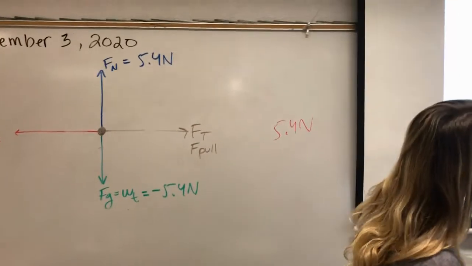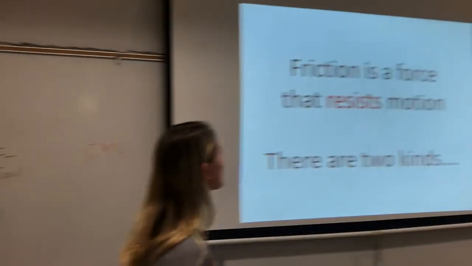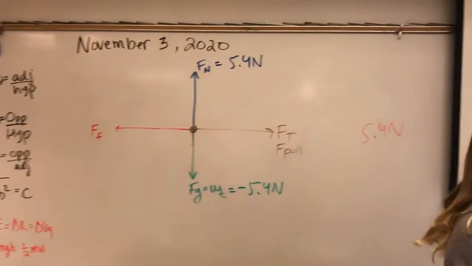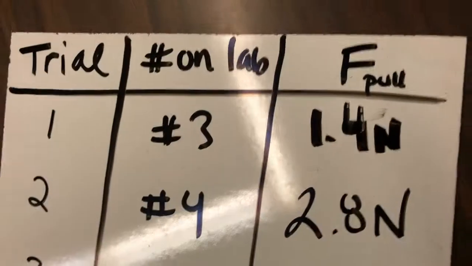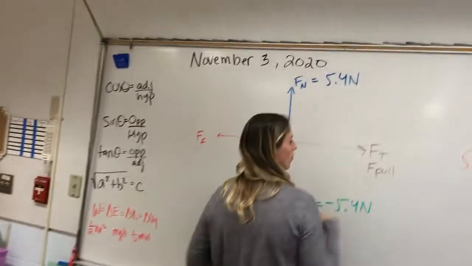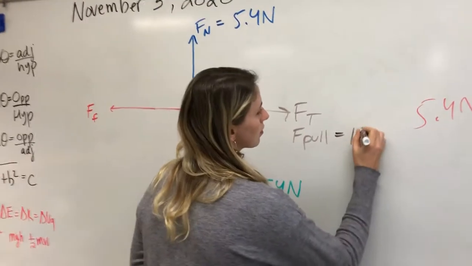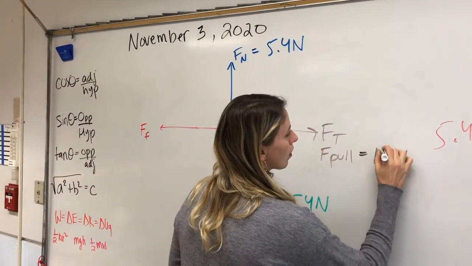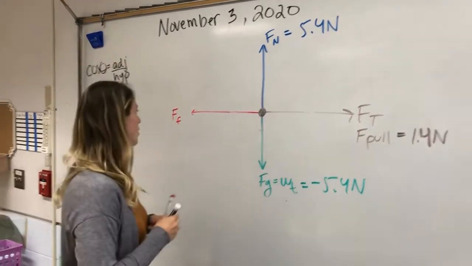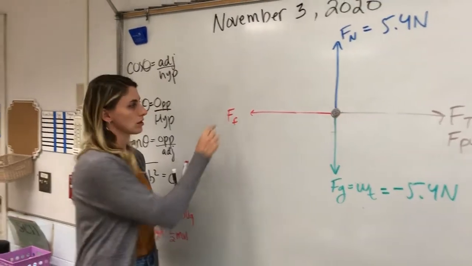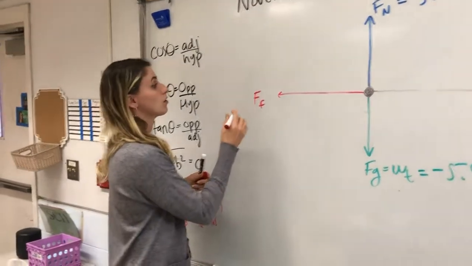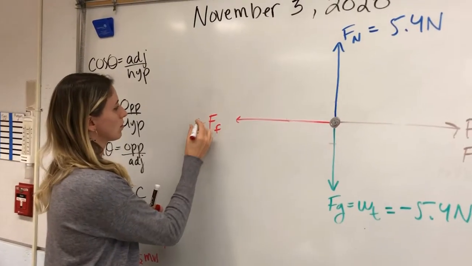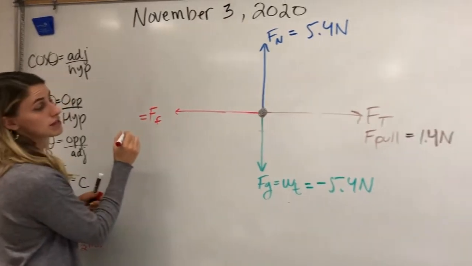Okay. Friction is a force that resists motion. Well, let's finish putting numbers on this. Let's just use that first trial. The pull was 1.4 newtons, so I'm going to put 1.4 newtons here. If it hasn't moved yet, and that's what we tried to do, get the maximum just before it moved, that means there's no acceleration. That means the net force is 0. That means the force of friction must be the same but opposite.